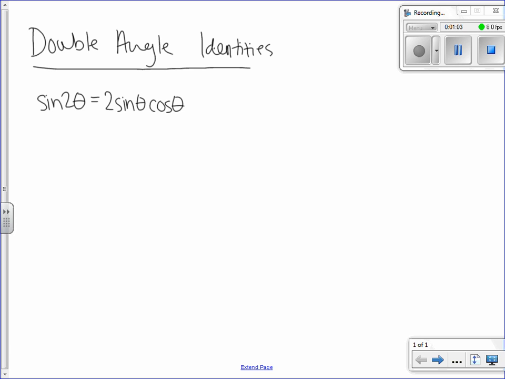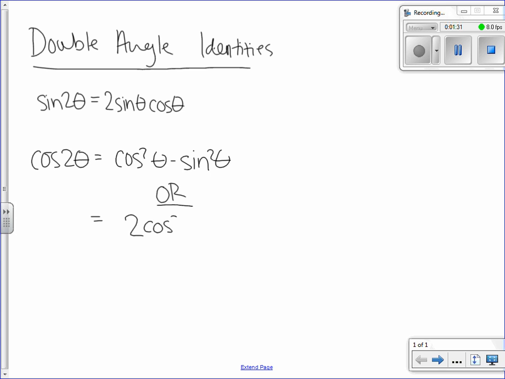Okay. And there's also the cosine of 2 theta. All right, there are 3 different options for cosine 2 theta. The first one is cosine squared theta minus sine squared theta. Don't confuse this with our Pythagorean identity. This has a minus sign. Or we could also have this equal to 2 times cosine squared theta minus 1. Or there's another one. This could be equal to 1 minus 2 sine squared theta.